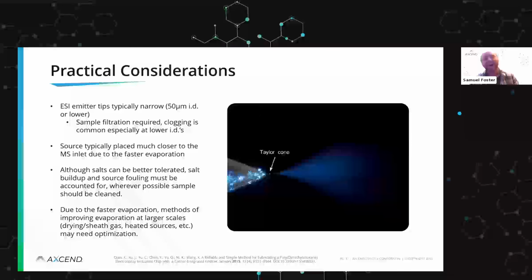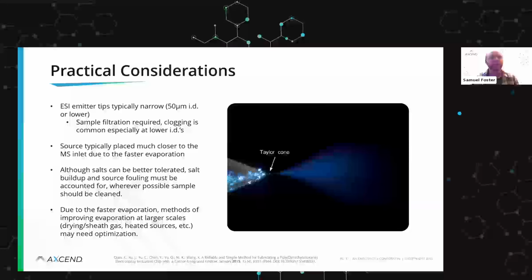I know I just said that salts are better tolerated due to matrix effects, and that's absolutely true, but it should also be noted that salt is still going to build up on your source, and so you need to account for salt fouling. It can be great for analysis and let you analyze things you otherwise wouldn't be able to. At the same time, if you're constantly running high salts with very narrow inner diameters, you're going to experience clogging a lot faster, and so if it's possible, you should always see if you can optimize your sample prep and reduce the amount of salts.